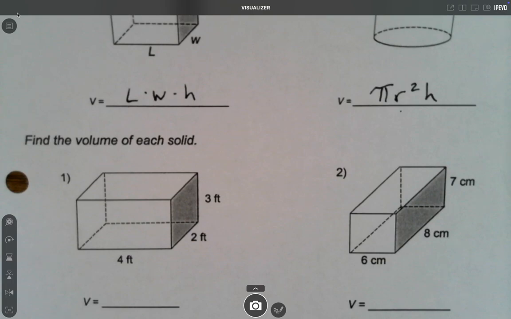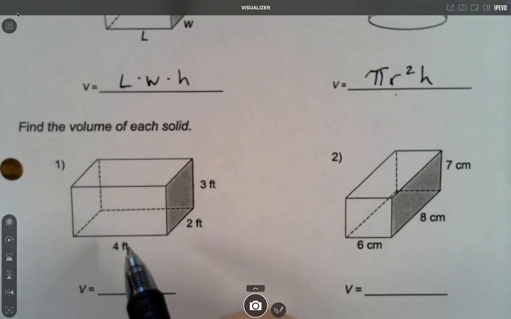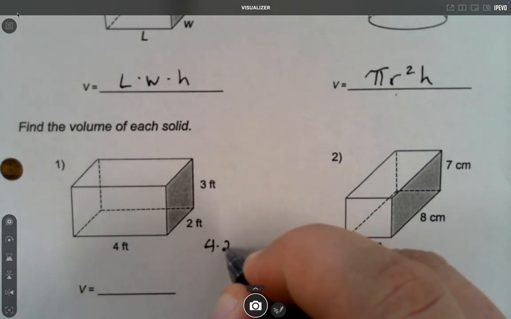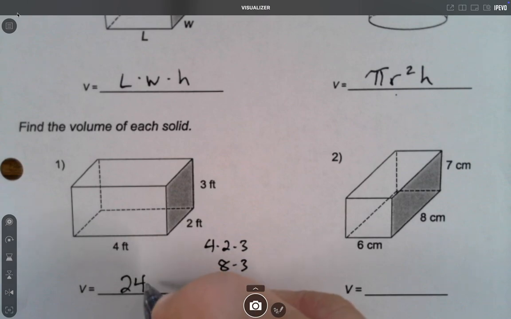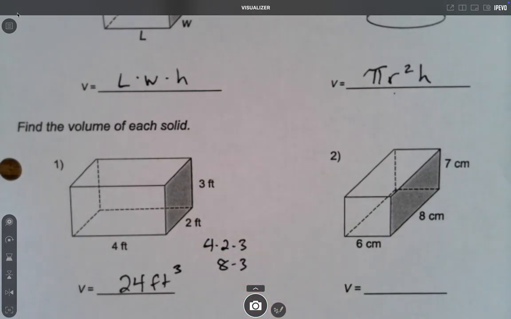So on number 1, this is a rectangular prism. And so we use the formula length times width times height. So all you have to do is multiply 4 times 2 times 3. So 4 times 2 is 8. 8 times 3 is 24. And just like we did squared, because it's 2 dimensions for area, we'll cube the units because it's 3-dimensional for volume.